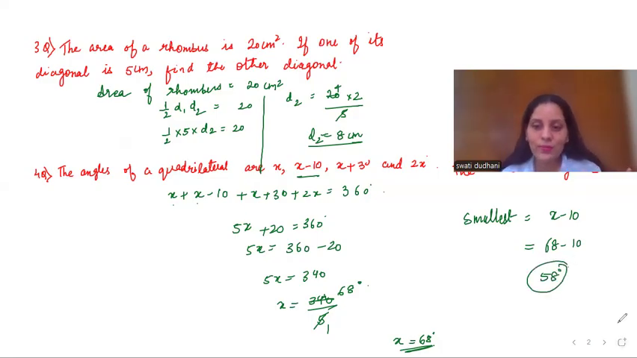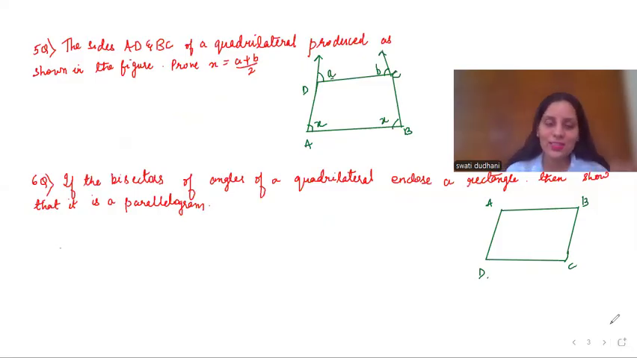Now next one, these are all very basic questions. Next one, the sides AD and BC of a quadrilateral are produced as shown in the figure, you need to prove x is equal to (a plus b) by 2. Now, here I can see that this angle A and this angle are forming a linear pair, right? You know for a linear pair, the sum of the angles is 180. So, this is going to be 180 minus A.